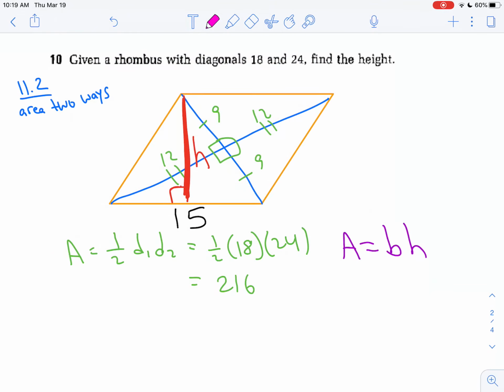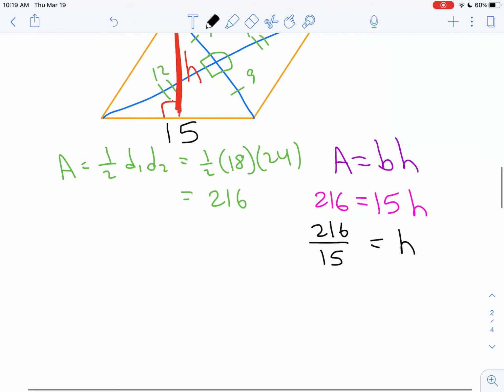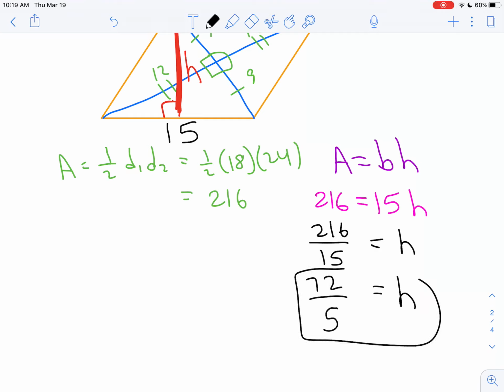And so here's the area 2 ways. Here's the area. It equals the base of 15 times the height that we're looking for. And so some people stopped their answer here, 216 divided by 15. I'm pretty sure that reduces. Let's find out. So a possible answer is 72 over 5. Some people did take that to a decimal because it works out perfectly as a 14.4, so that's also perfect.